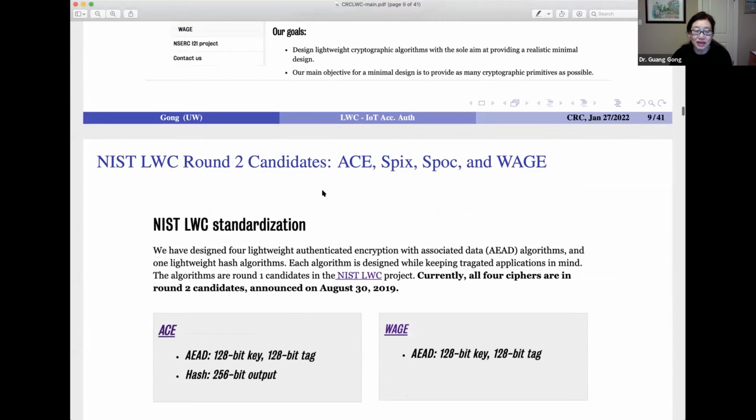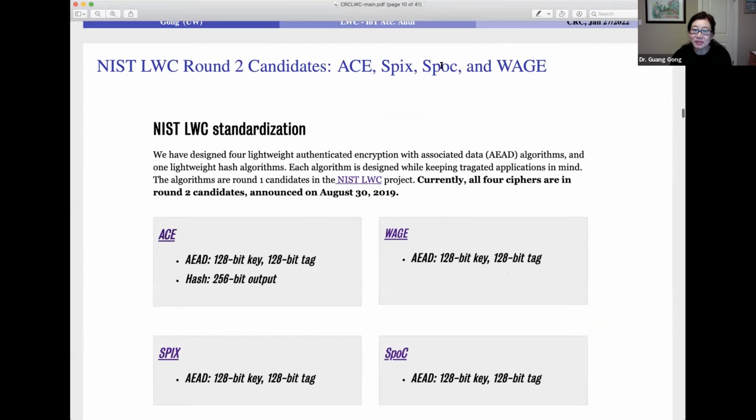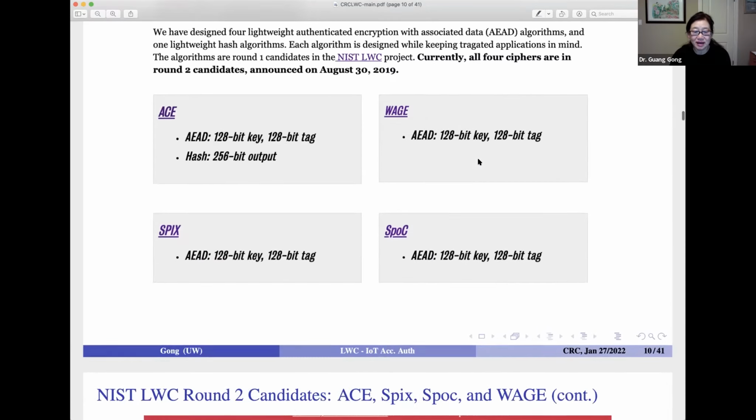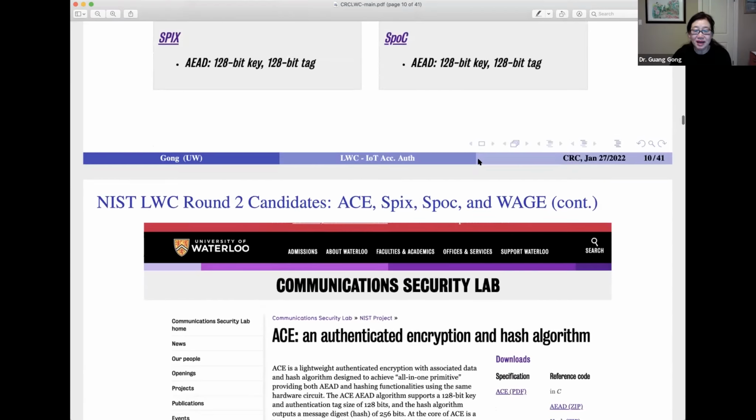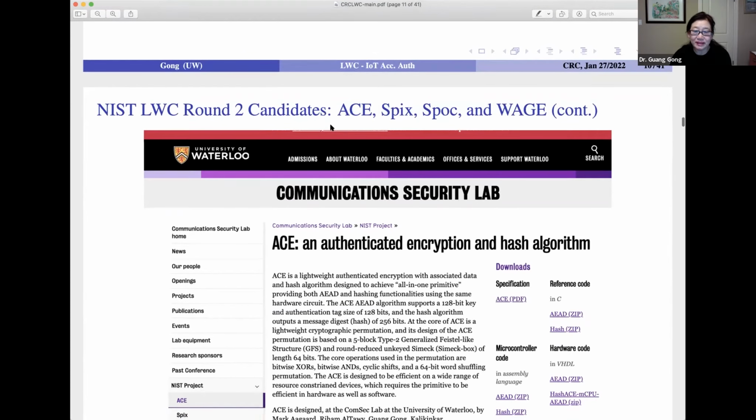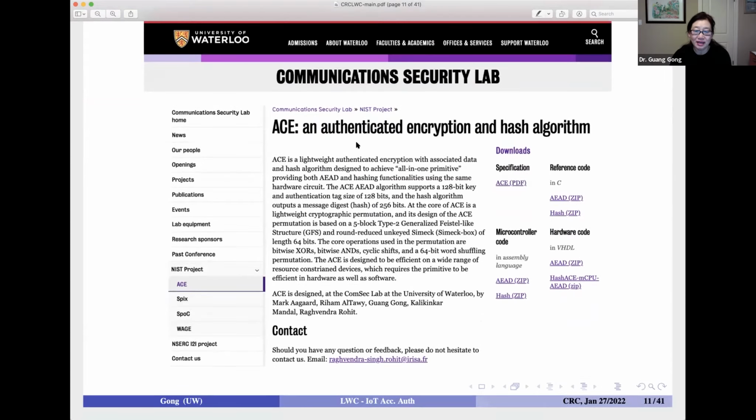The 4 are ACE, Spix, SpoC, and Wedge. But the first three basically have a similar structure, a nonlinear feedback shift register structure. I will get into this in more detail in the later slides. Okay, so these are our 4 ciphers, and if you're interested, you can go to our website to look at them in more detail.